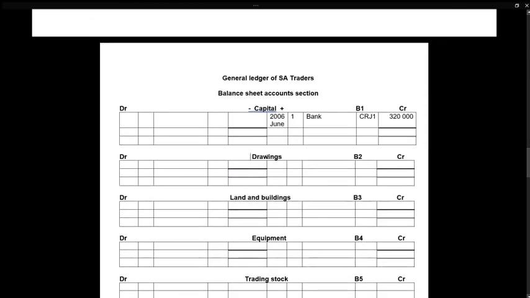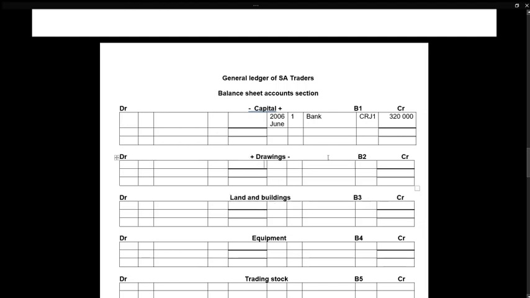Drawings is also an owner's equity account, but remember the sign for drawings is plus minus, and the reason for that is it will have a negative influence on my owner's equity. Capital will increase my owner's equity, drawings will decrease my owner's equity. Same as with income and expenses. Income will increase my owner's equity, expenses will decrease my owner's equity. That's why income's signs are the same and expenses signs are the same as drawings as well.